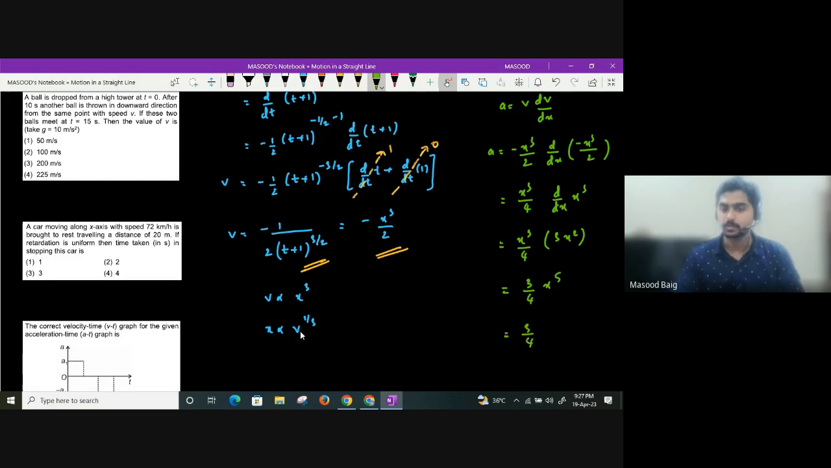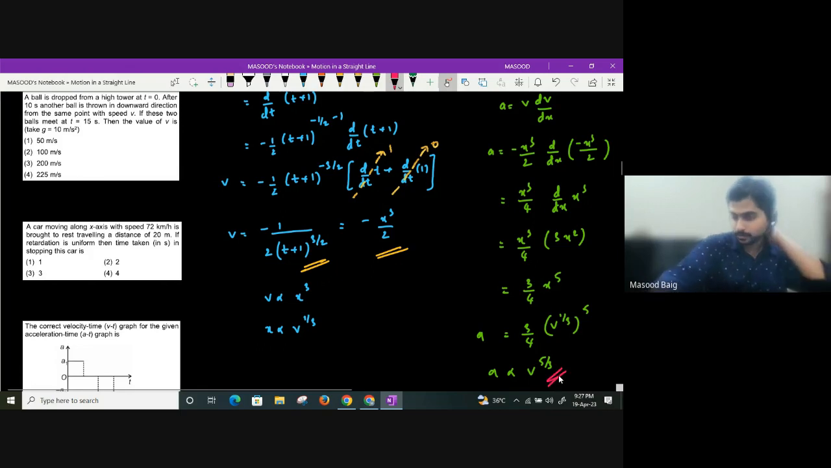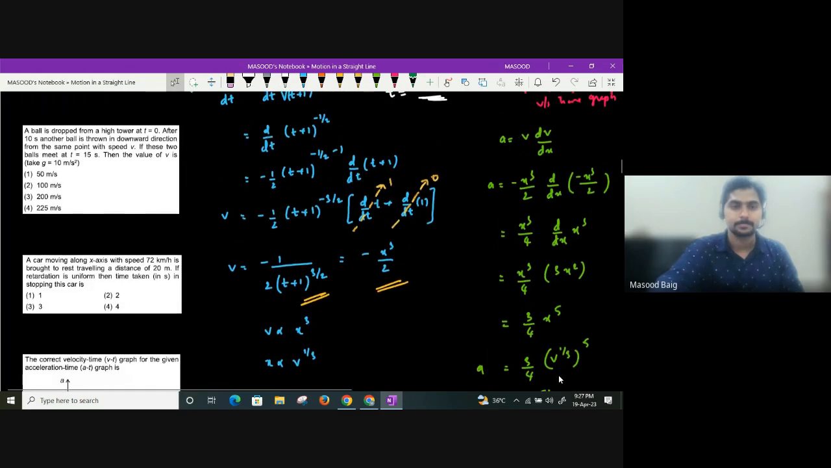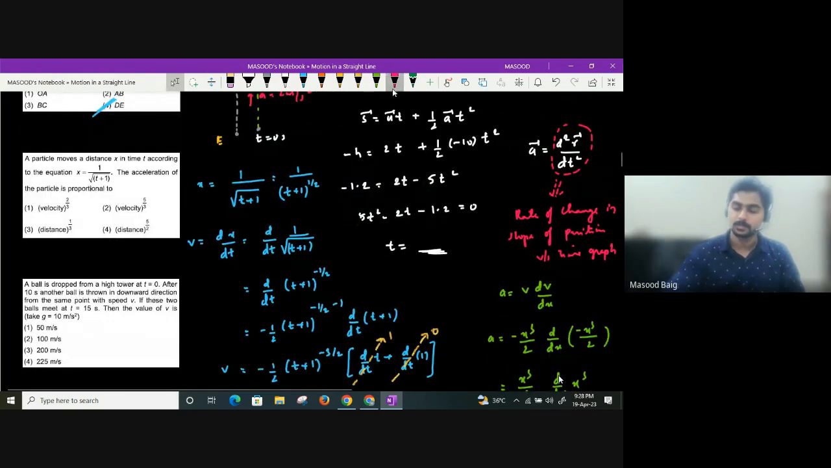Now x is anyhow v power 1 by 3. So I'll get proportional to v power 1 by 3 whole power 5. So acceleration will be proportional to v power 5 by 3. Is there an option? It is there, guys.